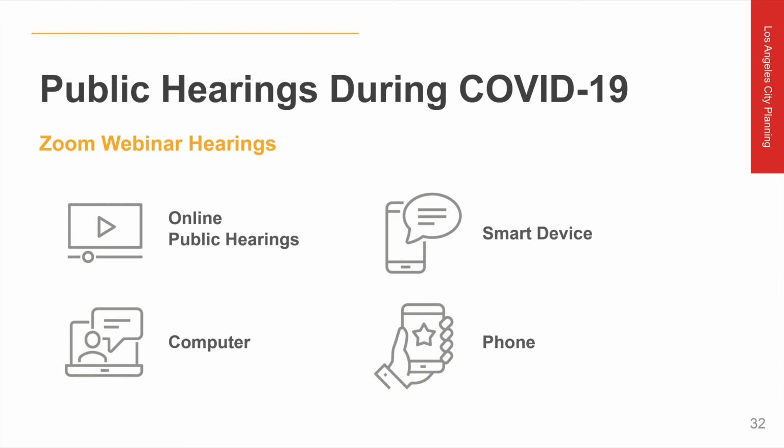Rather, staff will use the public hearing to inform a staff recommendation report that will be presented to the project's assigned decision maker. For information on how to participate in a public hearing, please consult the public hearing notices you receive. Detailed instructions are included on each hearing notice, and as always, you can consult the department's website for additional information.